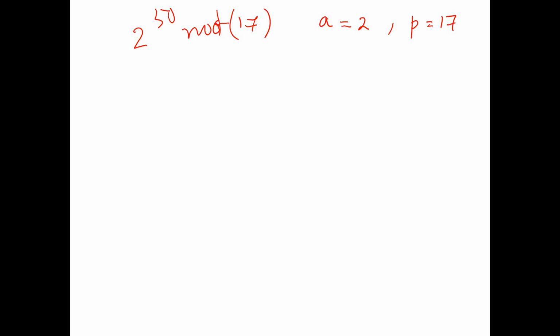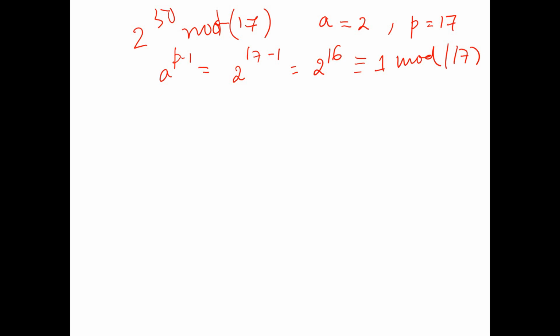So, why is it 4? A is equal to 2 and P equal to 17. As per the formula, if I write A to the power P minus 1, that is 2 to the power 17 minus 1, so 2 to the power 16 is congruent to 1 mod 17. This is what we are trying to write. So anywhere, 2 to the power 16 mod 17, you can replace that by 1.